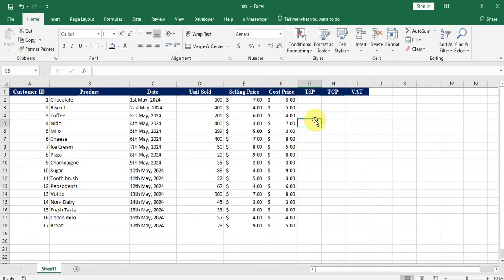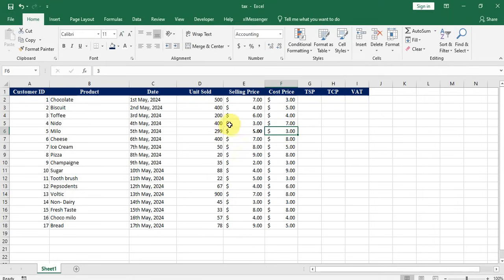Now I have this data here that I downloaded from the internet. I think it's shop data. We have customer ID, product, date, units sold, selling price, cost price, TSP, which means total selling price, TCP, total cost price, and then VAT, value added tax.